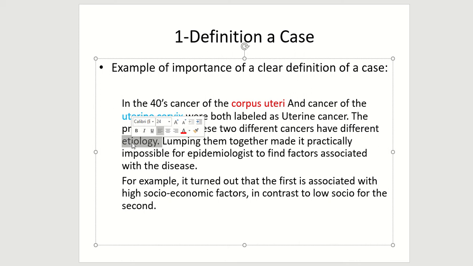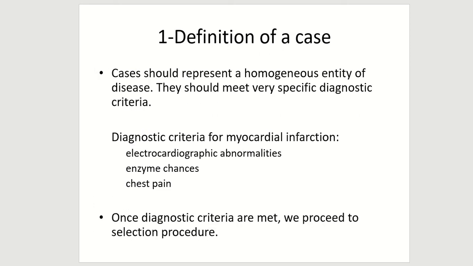The idea is make sure whenever you're doing a case control or reading a case control that there is a clear definition of what a case is, and that definition is an accurate one and an acceptable definition of a case. Cases should represent a homogeneous entity of disease. They should meet very clear, specific diagnostic criteria. As I said, if there is some sort of standard you can go back to for the diagnosis criteria, then go back to it and compare. Are they using the standard diagnostic criteria, or are they using a different one? Because that will help you evaluate the study.